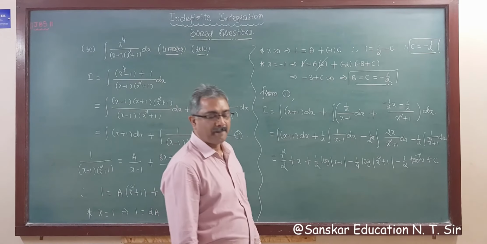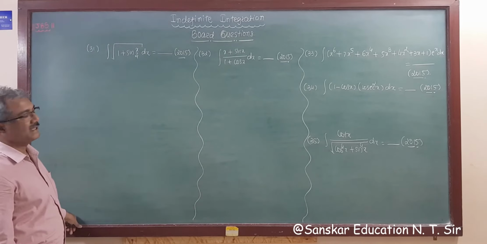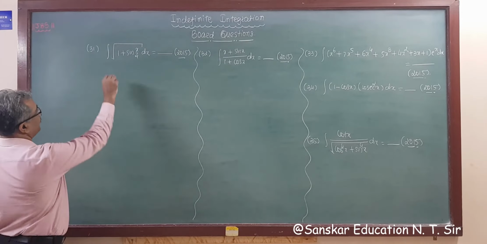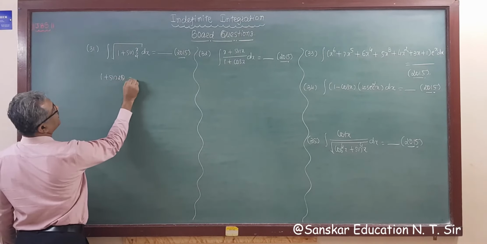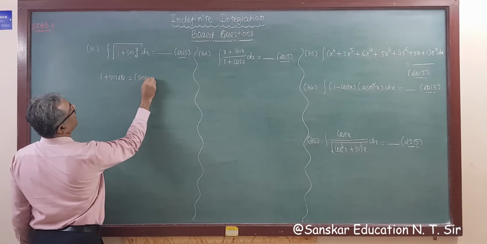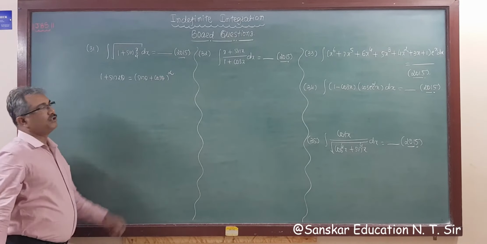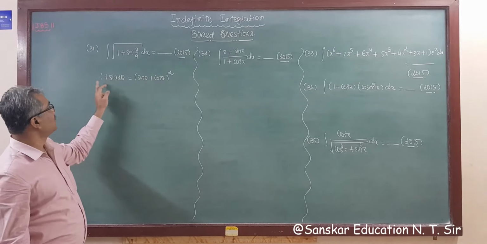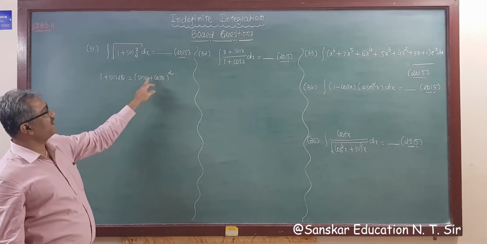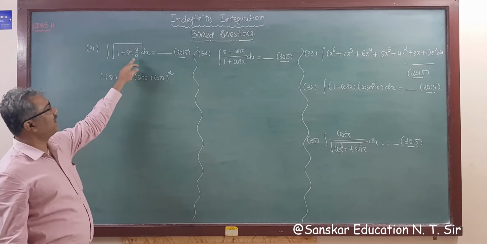Okay, so question number 21, integration under root 1 plus sin x by 4 dx. You know you have 1 plus sin 2 theta, then this is sin theta plus cos theta whole square. So double, you have to make that half. So 1 plus sin 2 theta is sin theta plus cos theta, half, whole square. So you have to make up half of this.